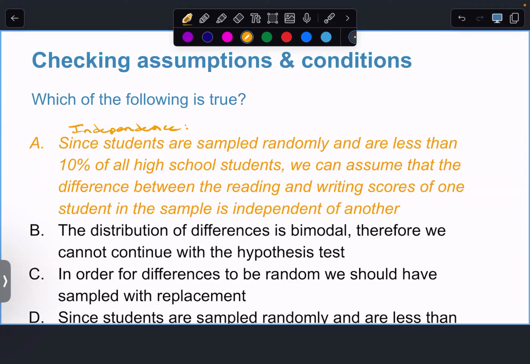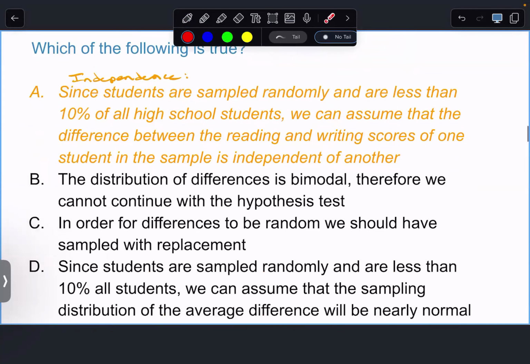within, okay? And so here, since the students are sampled randomly, and then I ignore this one, but you can say it if you want, and it's less than 10% of the population, right? Then we can assume that the difference between the reading and the writing scores are independent of one another.